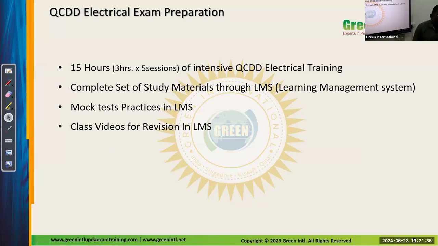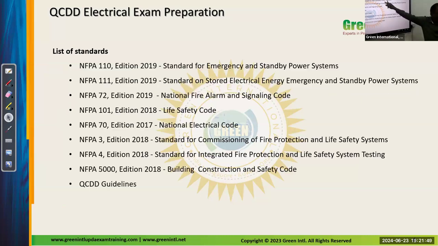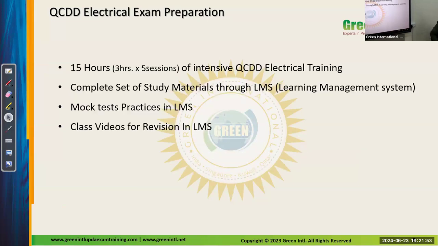Here, Green International provides a link. We call it the LMS, Learning Management System. There you can find all the NFPA standards we mentioned. So you can find all the standards in the LMS. Number 1, the data. Number 2, you have mock exams. Here we have 2 different categories of mock exams.